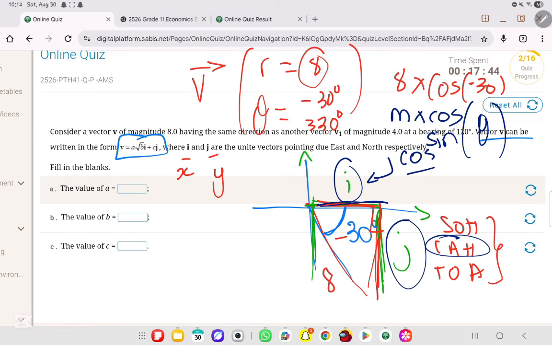If I did not put the negative, I will get a different answer. So 8 times cosine minus 30, I will get an answer, which is 4 radical 3. So over here, it's 4 radical 3. Now, for J, how do I find the value of J?